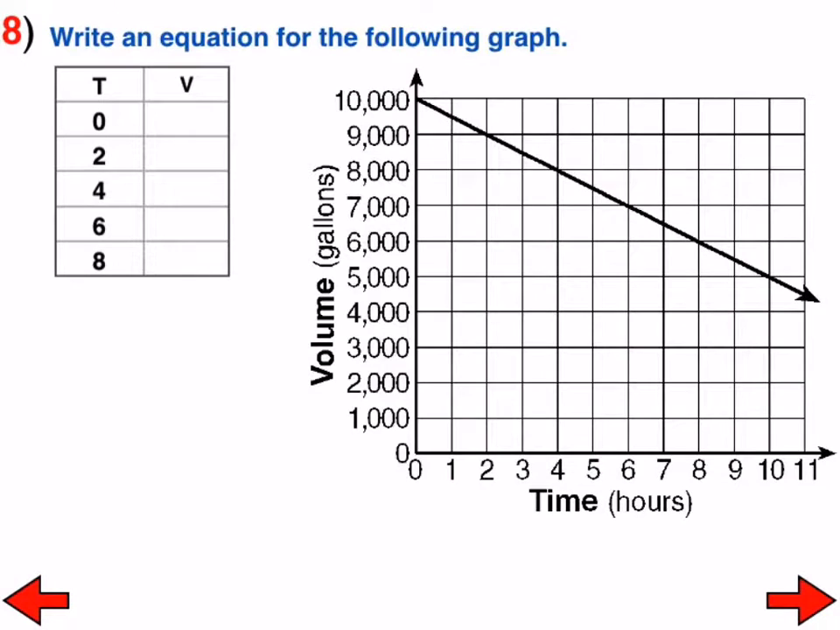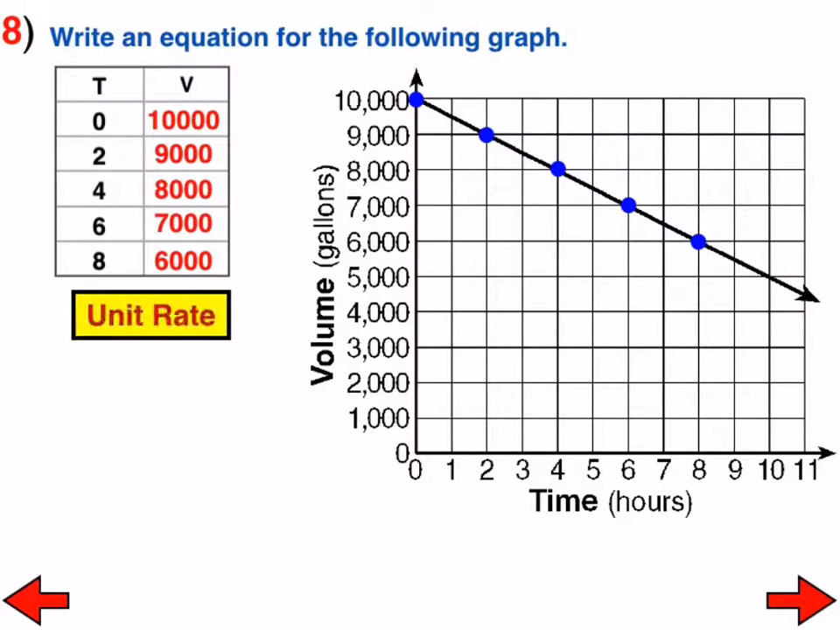Number 8. It looks to me like most everybody's okay, except a few of you, it's the unit rate that was not quite right, and I'll show you why. But we have to find our perfect ordered pairs, and here they are. And then the first thing we need to do really is to find the unit rate.